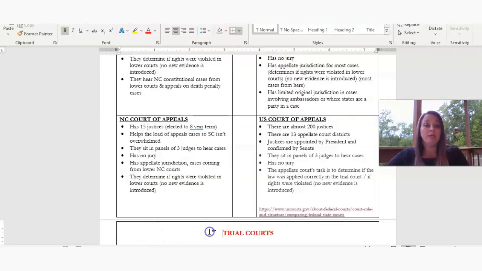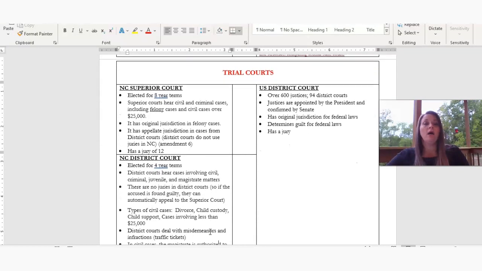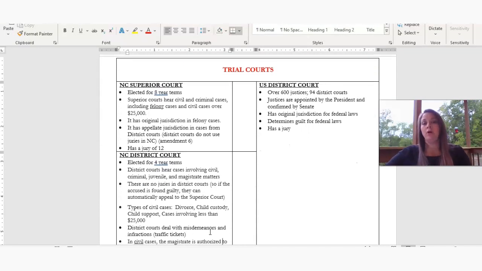Okay, so now that we've got the appeals courts down, let's take a look at trial courts. And there are actually just a couple different types of trial courts. There's just one for the U.S. system, the U.S. District Court. There's over 600 justices, but 94 district courts all over the United States. And again, these justices are appointed by the President and confirmed by the Senate. They have original jurisdiction for federal laws.